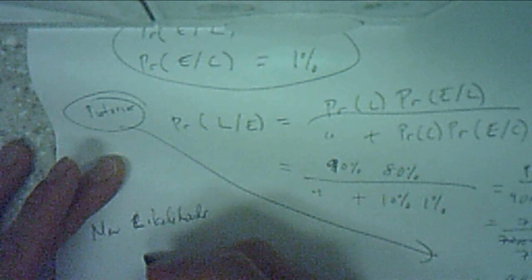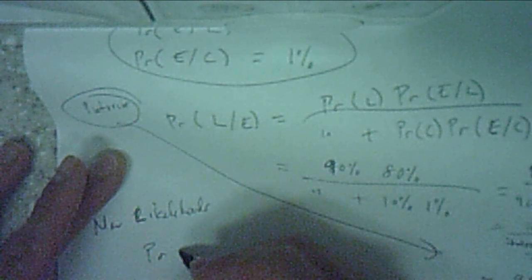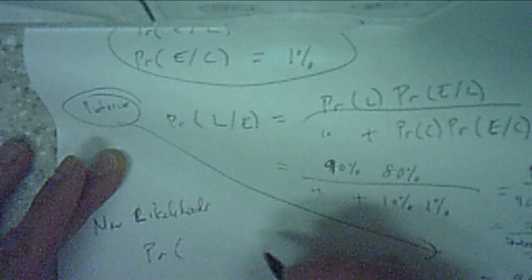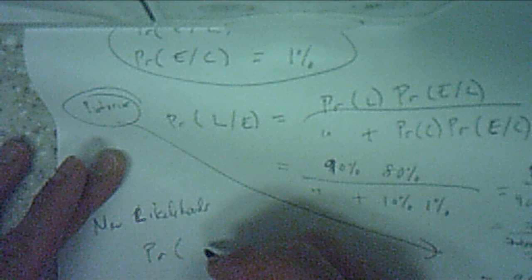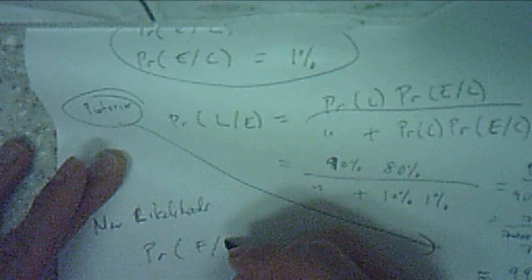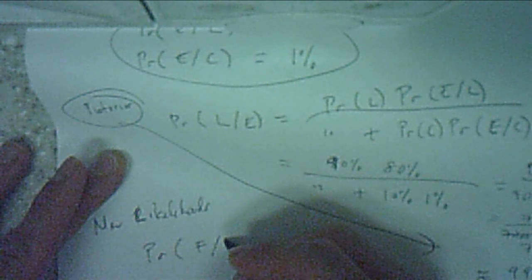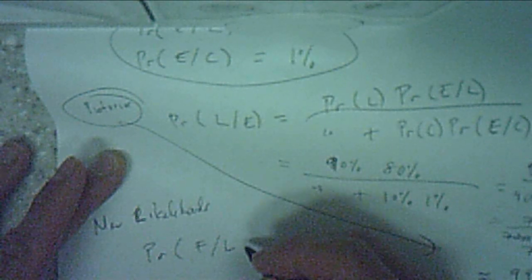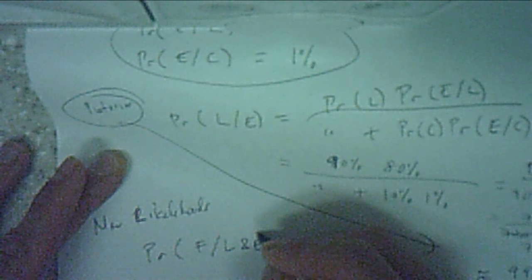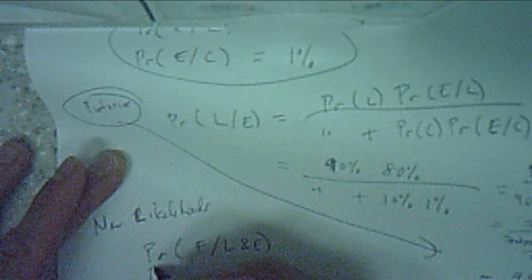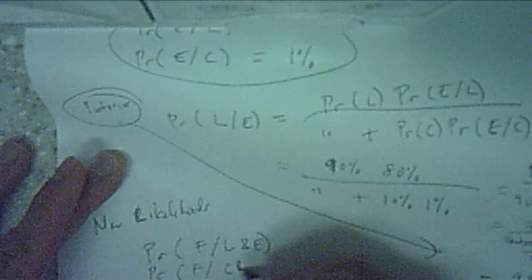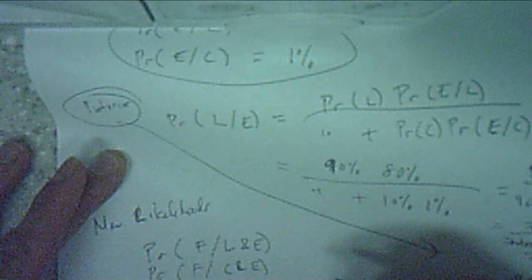So that'll be probability of what? Not F given this, or given F. It'll be F given L and E. Okay? And then the other one would be probability of F given C and E. Okay? So we got to assign some numbers to these things.